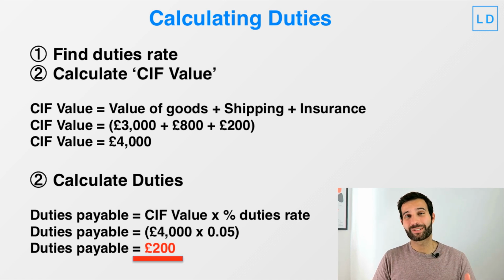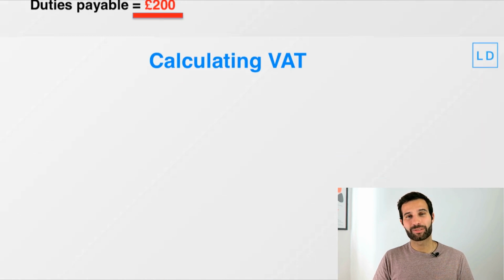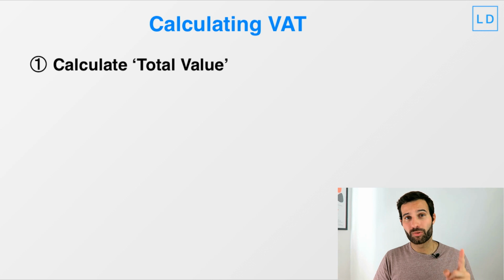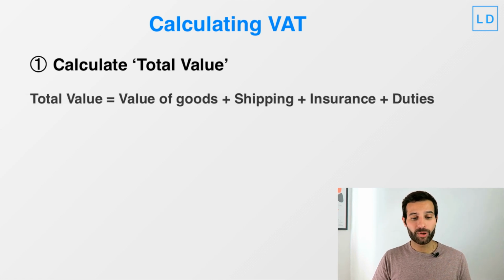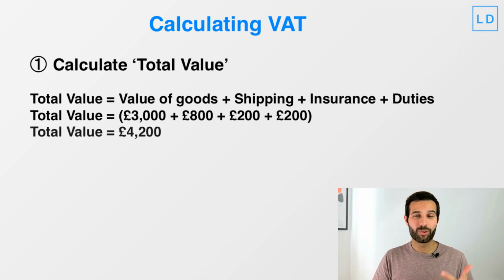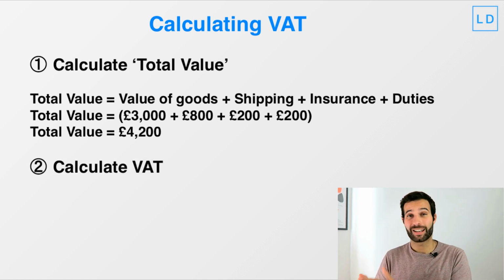Okay, so now we've looked at how to calculate the duties, let's look at how to calculate the VAT. So step number one would be to calculate the total value. Now, total value is the value of the goods plus shipping, plus insurance, plus duties. So for this example, our value of the goods is £3,000, shipping is £800, insurance is £200, and the duties that we've just calculated we know is also £200. So the total value of our shipment is £4,200.